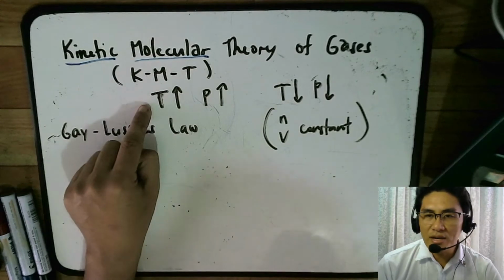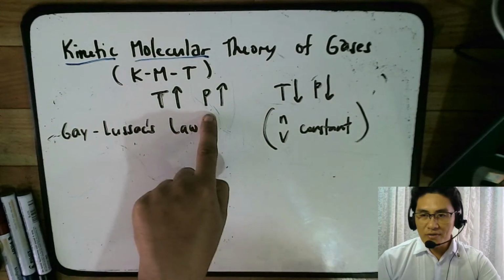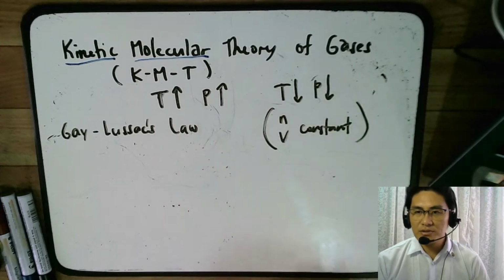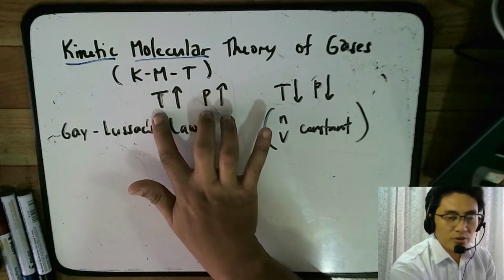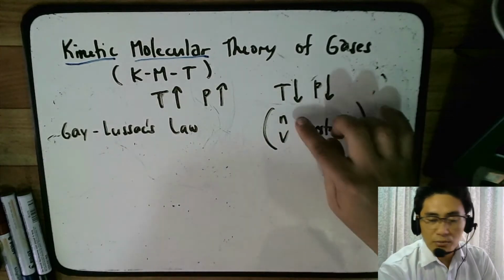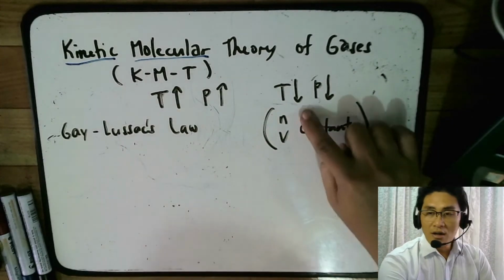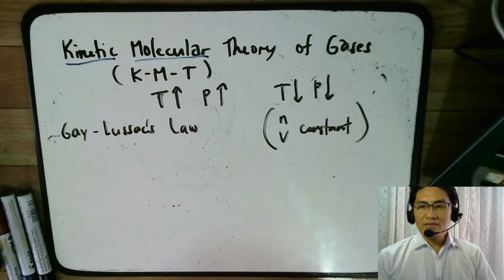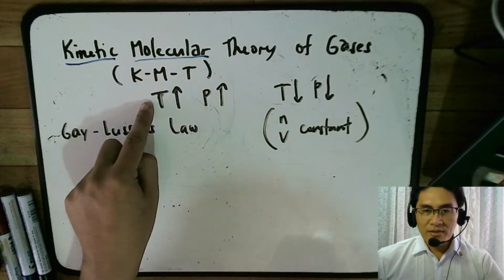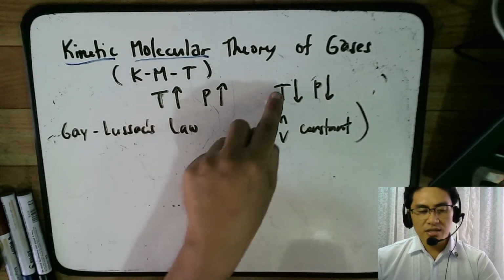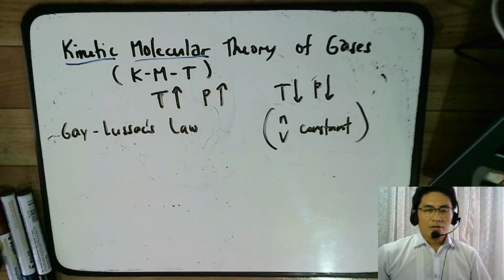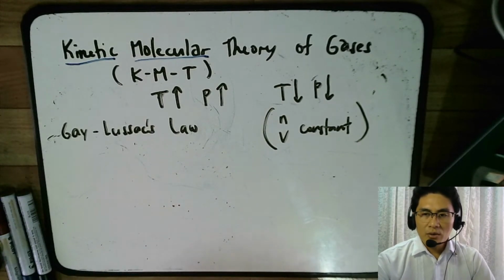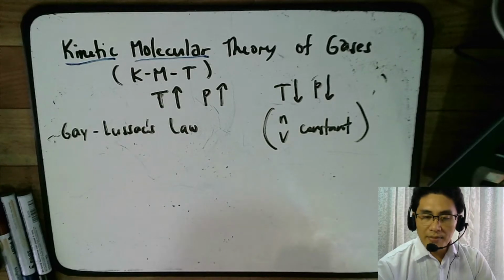It states that when you increase the temperature, the pressure of the gas will also increase, and when you decrease the temperature, the pressure of the gas will also decrease. But since we are looking at temperature and pressure, we have to keep the other variables constant. So in Gay-Lussac's law, the number of particles and the volume are kept constant. Basically, you have a direct proportionality again. When this increases, this increases. When this decreases, this also decreases. In order for us to show this experimentally, let us look at an animation.